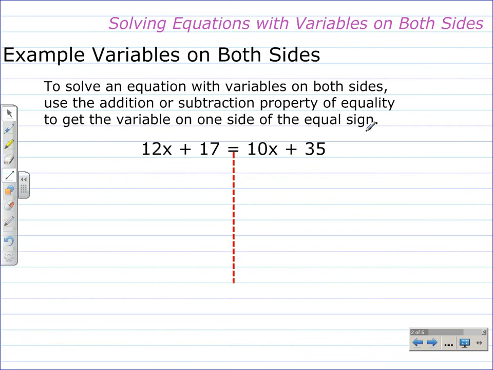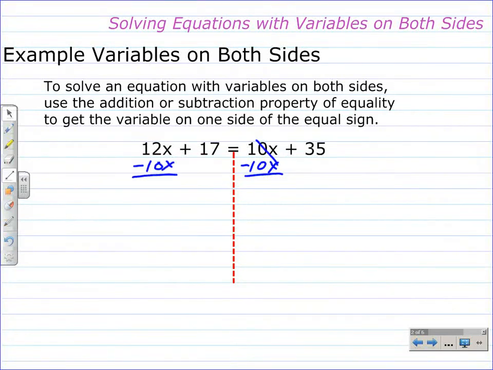When we talk about using the addition or subtraction property to get a variable on one side, that means for this equation, 12x plus 17 is equal to 10x plus 35, we need to get rid of the 10x on the right, or we need to get rid of the 12x on the left. By eliminating it from one side, we get the variable on the other side. So in this case, I'm going to use the subtraction property of equality and subtract 10x from both sides.